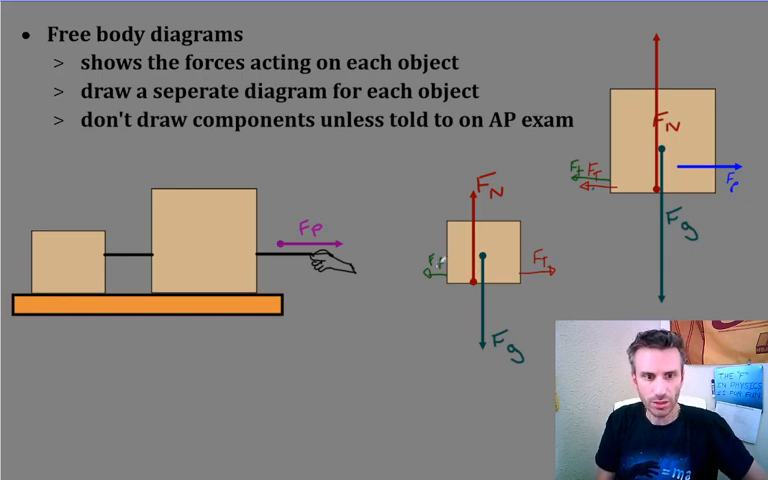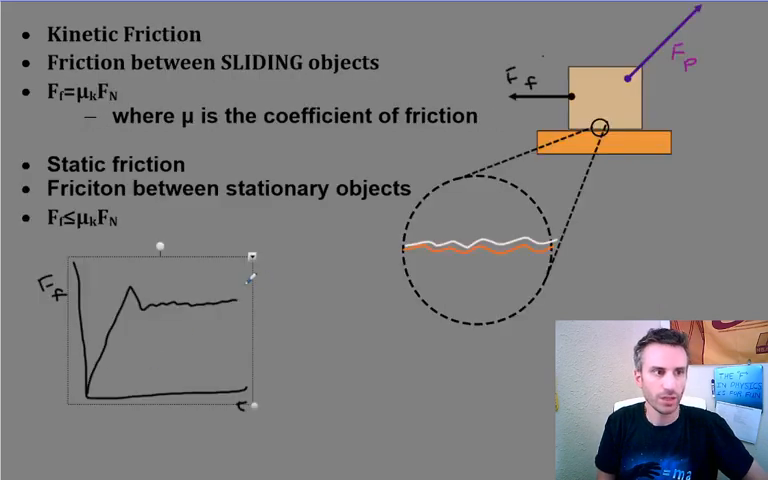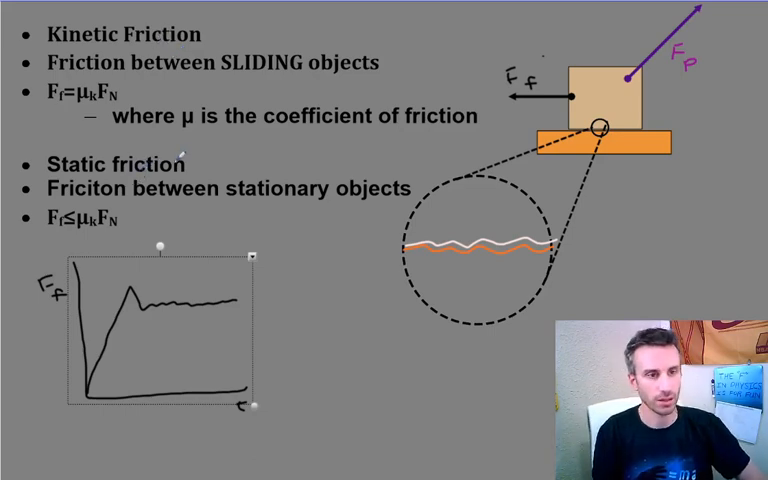So let's get this thing done. Keep in mind that you cannot have a force of friction that is larger. All right, so let's move on to what is friction. We have two different types of friction: kinetic friction and static friction. Kinetic friction is equal to the coefficient of kinetic friction times the normal force.